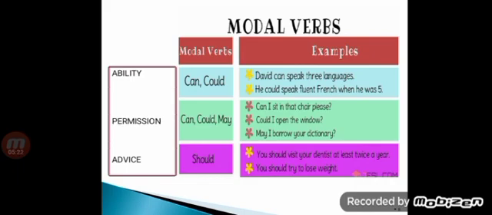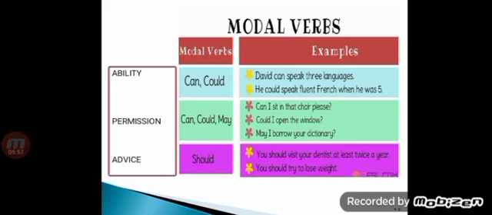For example, David can speak 3 languages. This is in the present. He could speak fluent French when he was 5. This is in the past. Number 2. Permission. The modal verbs are can, could, may. For example, could I sit in their chair, please? Number 2. Could I open the window? Number 3. May I borrow your dictionary?